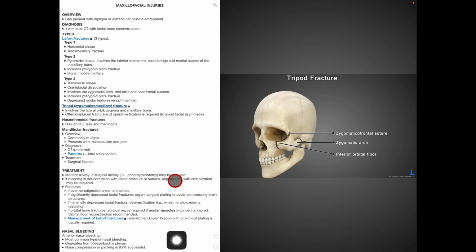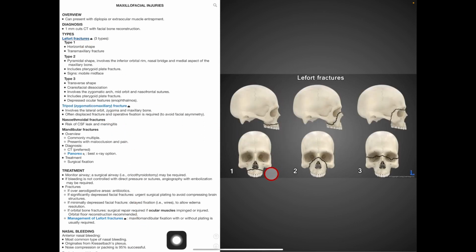Last thing I want to mention is nasal bleeding, especially anterior nasal bleeding, as this is the most common cause of bleeding. Most of this bleeding, 90% of the cases of nose bleeding, is anterior nasal bleeding that originates from Kiesselbach's plexus. Kiesselbach's plexus is an anastomosis of arteries that sit on the nasal septum, and they're very easily injured.